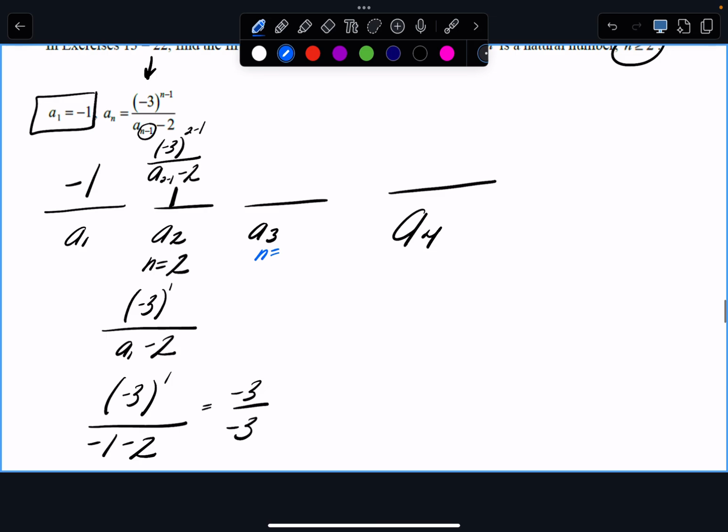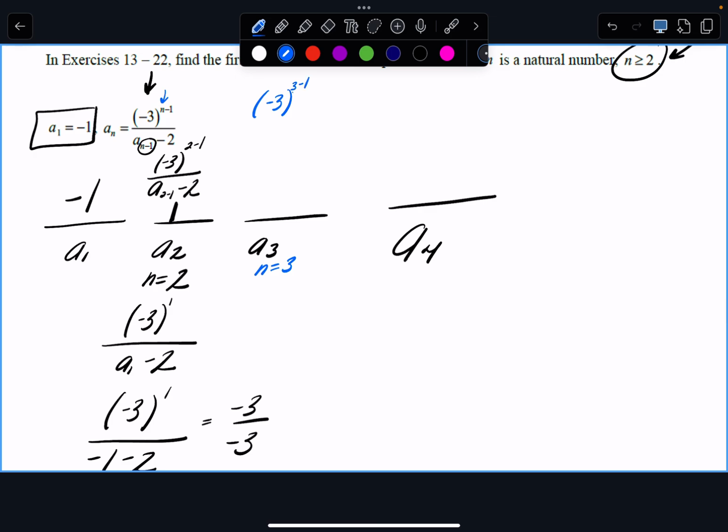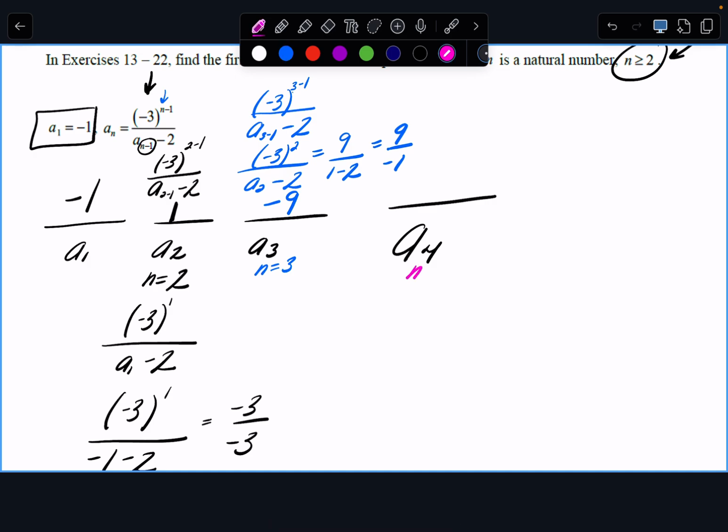Okay. Let's now go plug in n equals 3. So that would be -3. Anywhere there's an n is a 3. 3 minus 1 divided by a to the 3 minus 1 minus 2. So that'd be -3 squared divided by a sub 2 minus 2. Isn't that 9 on top? What is a sub 2? 1 minus 2. So wouldn't that be 9 over -1? Which is -9. Holy shnikes.